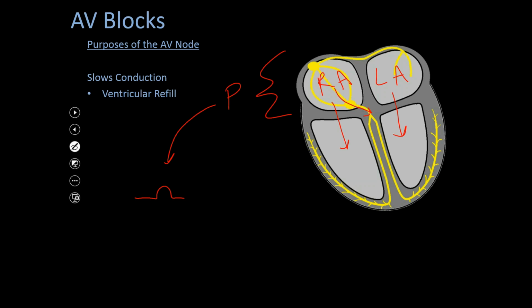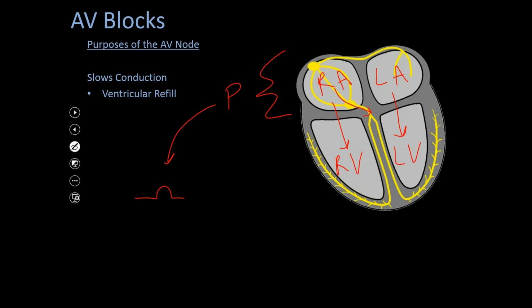So from the right atrium, deoxygenated blood travels down to the right ventricle, and the oxygenated blood in the left atrium is forced down into the left ventricle. So what that delay is doing is it's allowing for adequate time for ventricular refill. So it allows a small amount of time for this to happen.